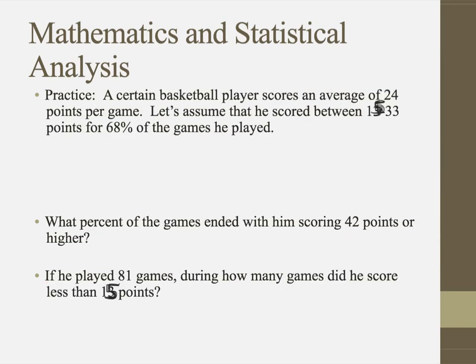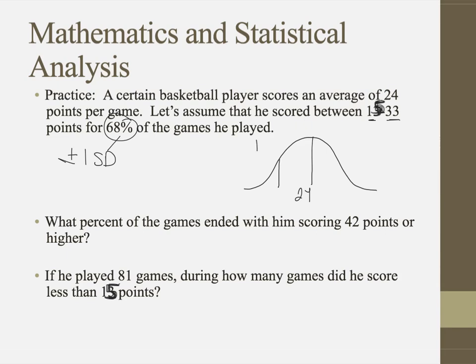Let's do another practice before you have to do things on your own. This one says a certain basketball player scores an average of 24 points per game. Okay, so here's my graph. 24 is going to be right here in the middle. Let's assume that he scored between 15 and 33 points for 68% of the games he played. Well, we know 68% is plus or minus 1 standard deviation, because that's the rule. Okay, so when we say 15 and 33, that means that those are our standard deviation values.